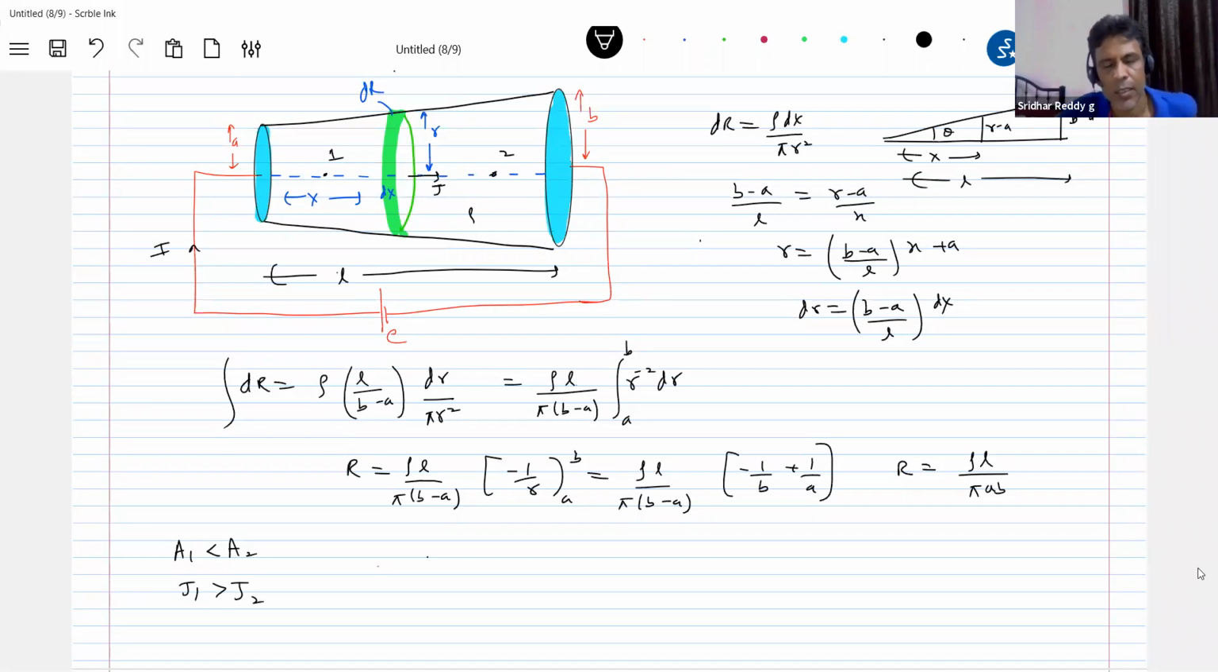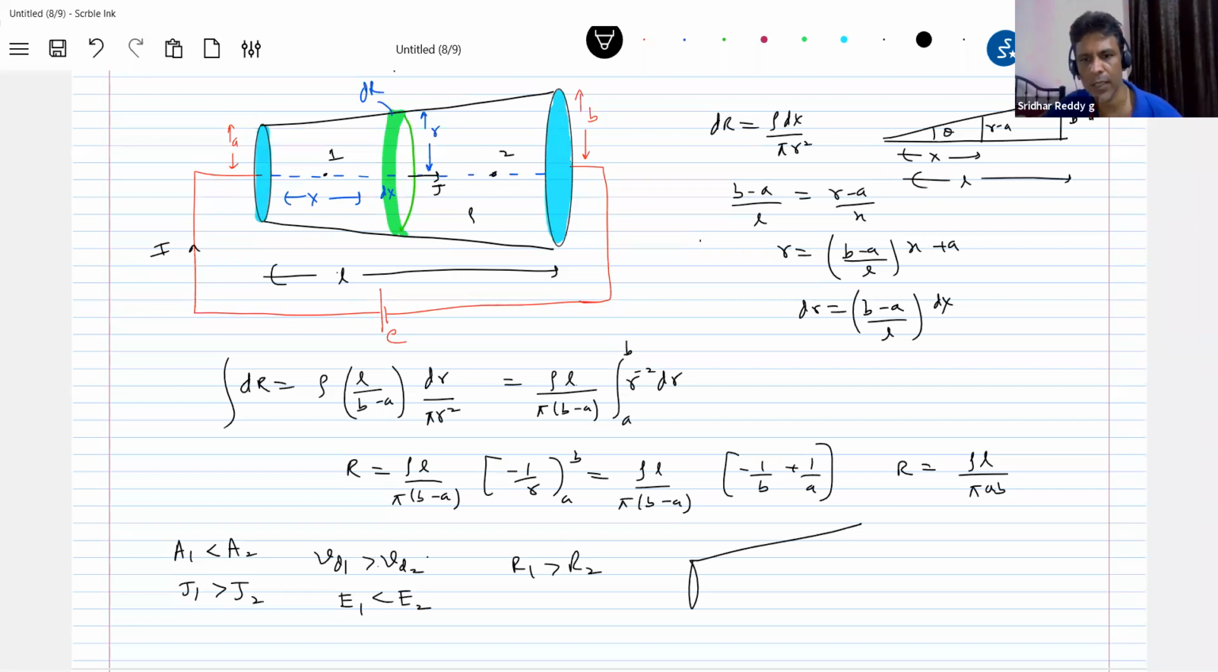What about the drift speed? Current density is directly proportional to drift speed, no? So the drift speed at 1 will be greater than that at 2. What about the electric field? J equals E by rho, so E1 should be greater than E2. What about the resistance of elements? Resistance is rho L by A, where the area is less, there is more resistance. So R1 is greater than R2, provided similar elements I'm picking up.